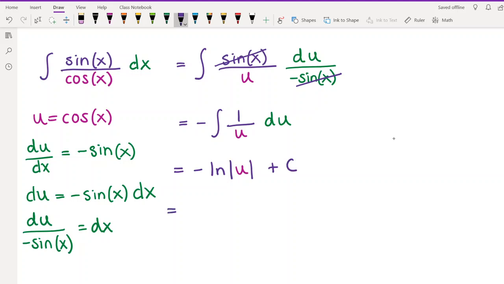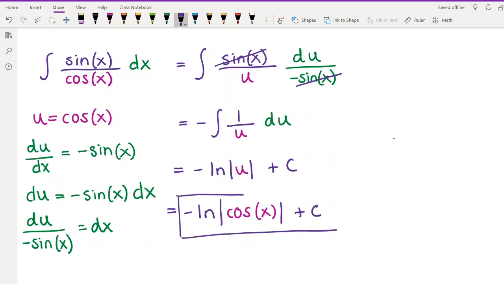And then our last step is to put back in our original function. I'd really encourage you to try this with the other substitution. Try to just see what happens if you let u equal sine of x. You'll see that things just don't work out the way that they did here.